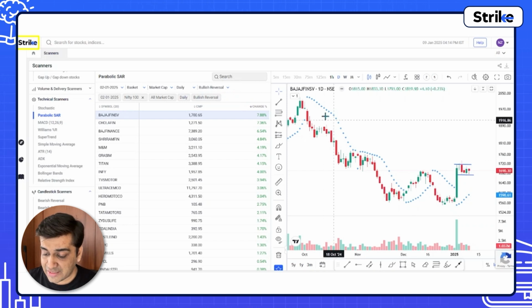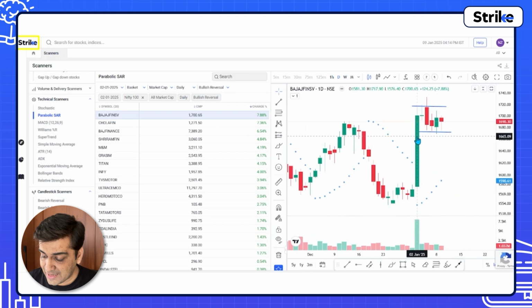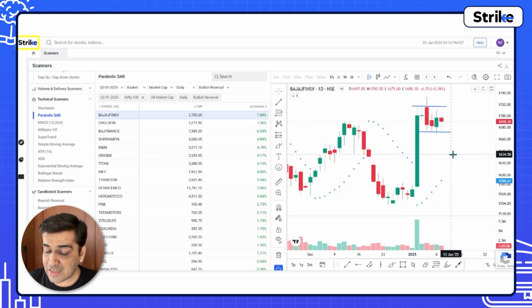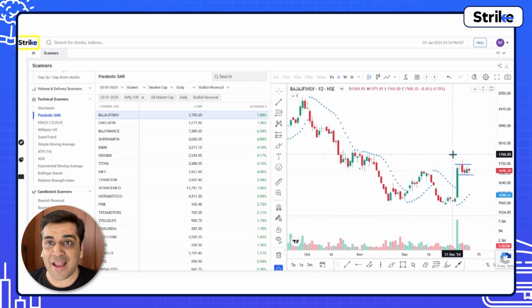If you look at the daily time frame chart on 2nd of January, there was a big 7 to 8% move up in the candle with volumes, and after that consolidation, which confirms a flag. That's how simple and quick it is.